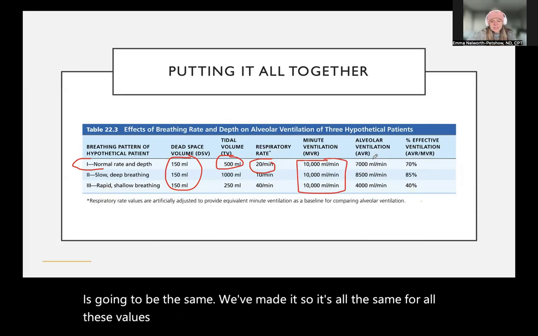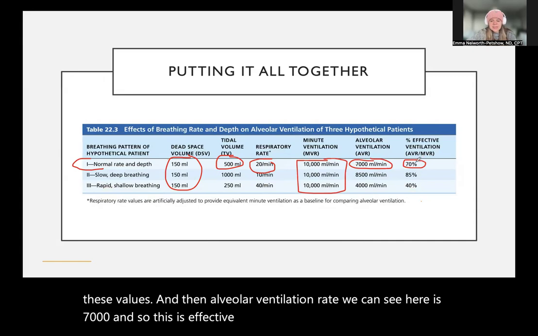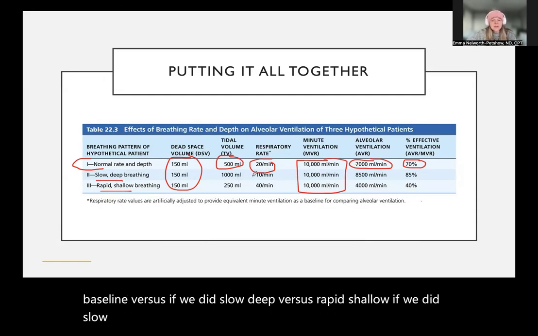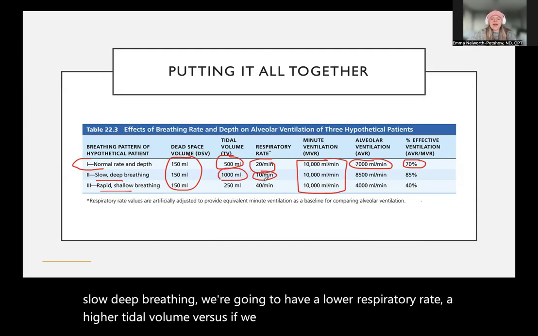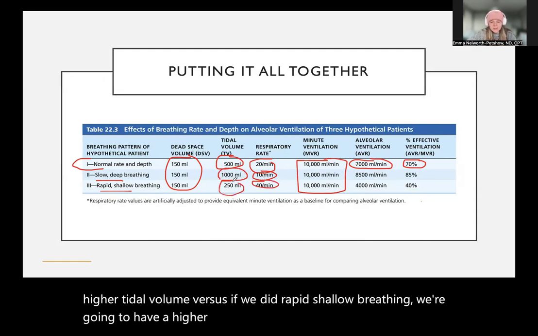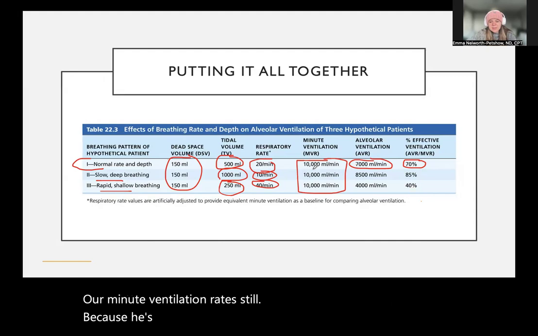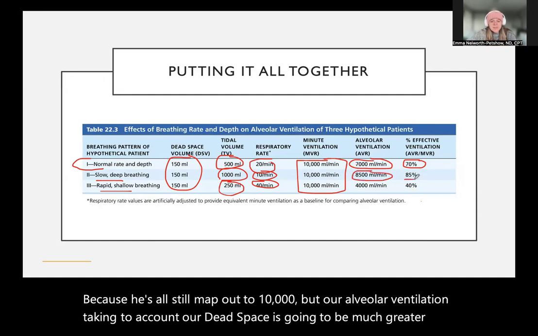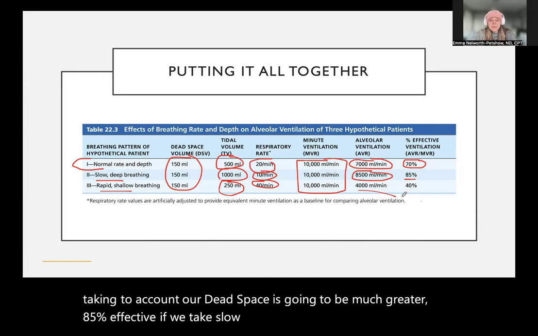And then alveolar ventilation rate we can see here is 7,000. And so this is effective ventilation of 70%. So this is baseline versus if we did slow deep versus rapid shallow. If we did slow deep breathing, we're going to have a lower respiratory rate, a higher tidal volume, versus if we did rapid shallow breathing, we're going to have a higher respiratory rate, but a lesser tidal volume. Our minute ventilation is still the same because these all still map out to 10,000. But our alveolar ventilation, taking into account our dead space, is going to be much greater, 85% effective if we take slow, deep breaths versus if we take rapid, shallow breaths.